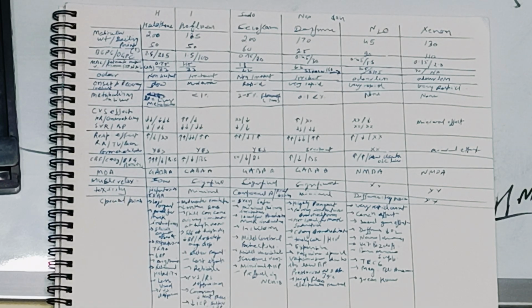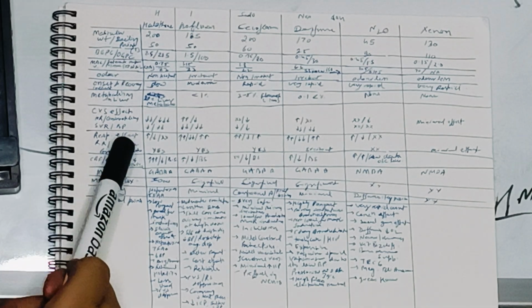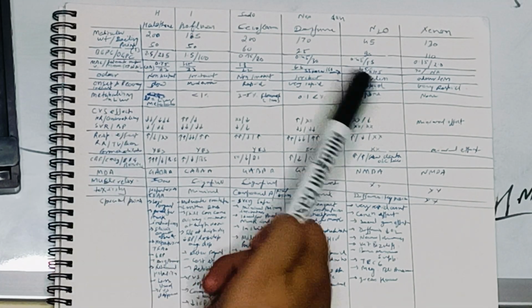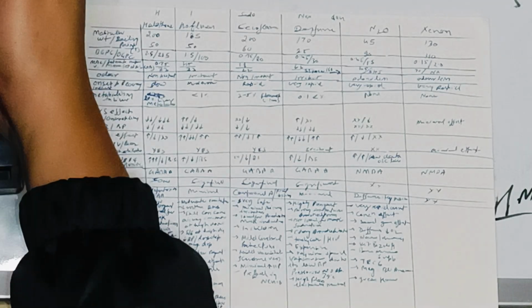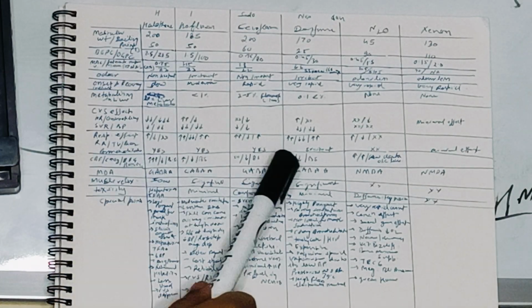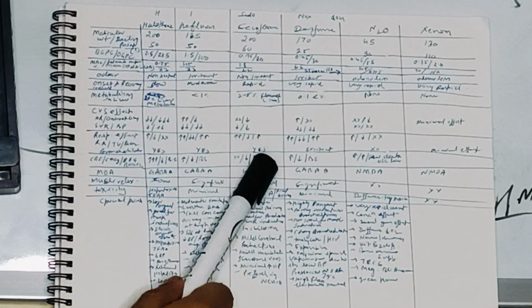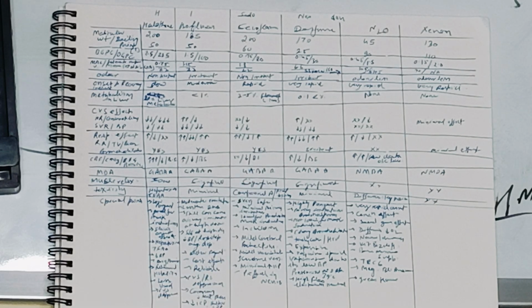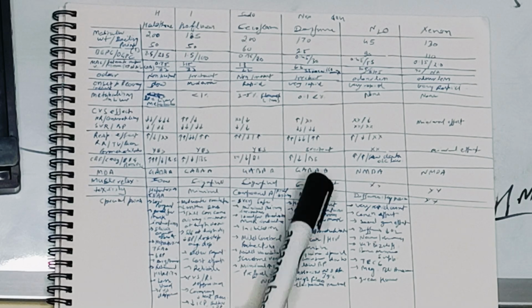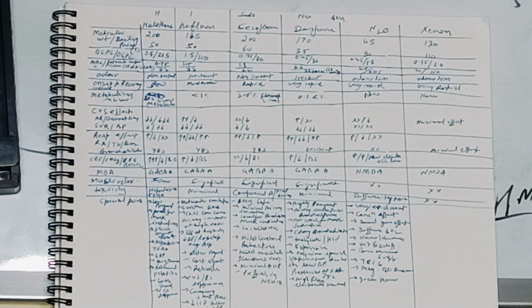Respiratory impact: tidal volume is decreased by each drug, and respiratory rate is increased by each drug. As for the bronchodilation effect, halothane, isoflurane and sevoflurane all have a bronchodilation effect. Desflurane is irritant, it can cause laryngospasm.